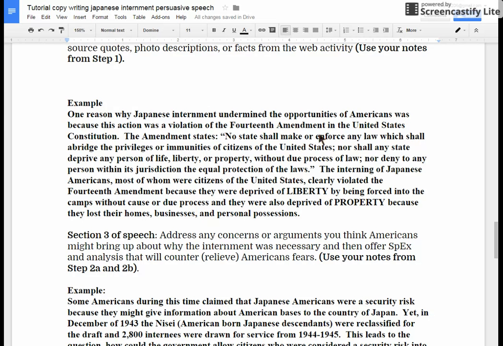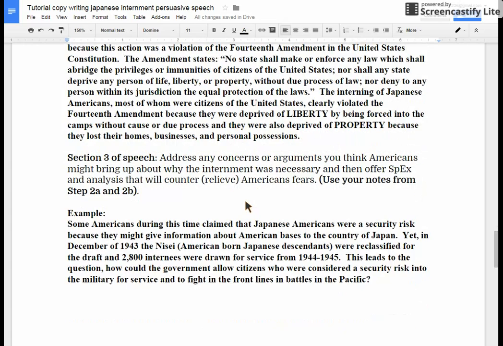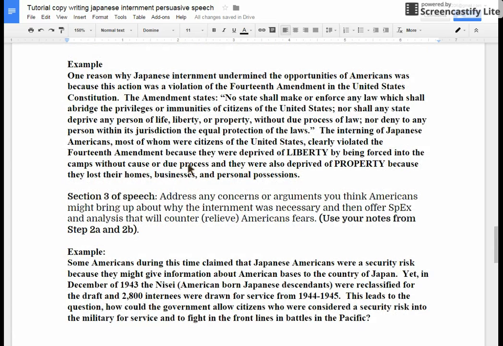And by following this example, you cannot use this. I do not give you permission to, but you can use this model of create an introduction, give your piece of evidence, and then explain how it proves your point. Okay? So that's how to do section 2. And you'll have your 3 pieces of evidence that need this.